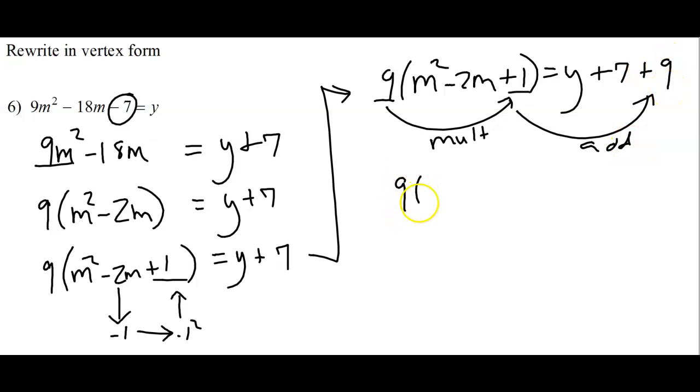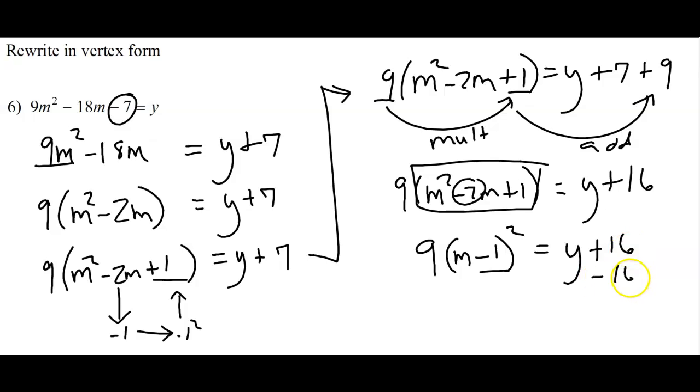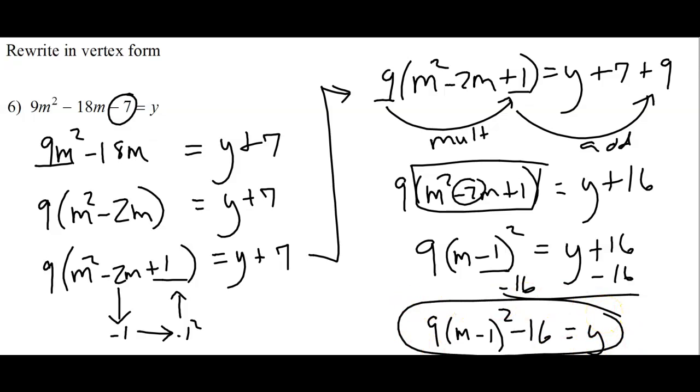So now I have 9m squared minus 2m plus 1 is equal to y plus 16 if I put that 7 and 9 together. The next thing we're going to do is factor this. So if I factor that, it's always going to look like this. And this number here will always be half of that number, so minus 1. And then finally, the last step is to move the 16 back over to the other side. And that gives us our vertex form of the quadratic. And that's the end of it.